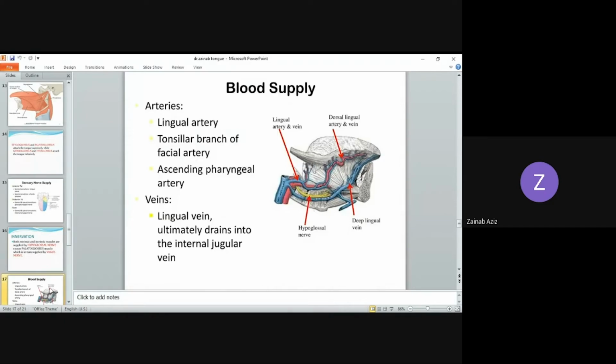Blood supply, artery. The blood supply of the tongue is by the external carotid artery, by the lingual artery, the tonsillar branch of the facial artery, and the ascending pharyngeal artery. So the anterior two-thirds is by the lingual artery and the posterior one-third by the tonsillar branch of the facial artery and the ascending pharyngeal artery.